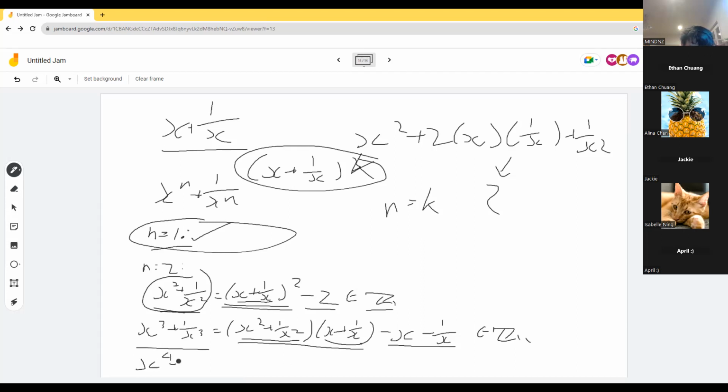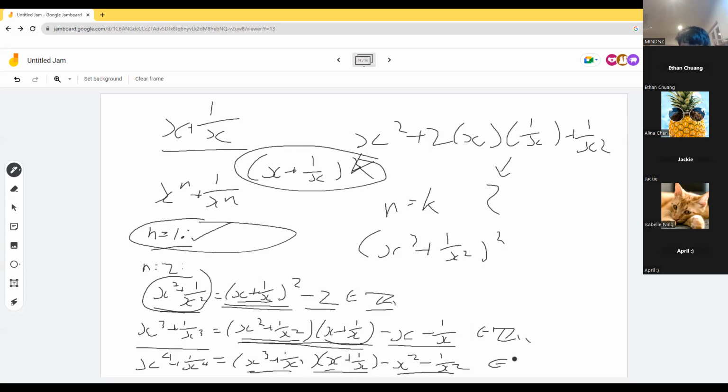Again, x to the 4 plus 1 over x to the 4. Maybe this time you want to try x squared plus 1 over x squared. But this idea seemed to work last time, so we'll try to use it again. And then we have to subtract x squared and 1 over x squared, because this is equal to x to the 4 plus x squared plus 1 over x squared plus 1 over x to the 4. Again, integer, integer, integer, so this is an integer.